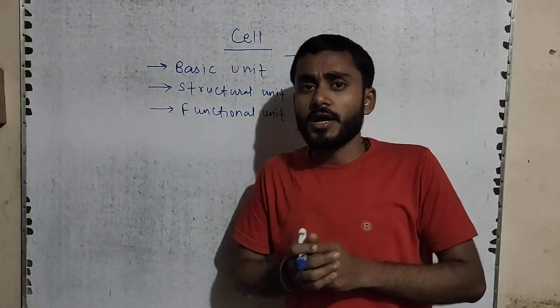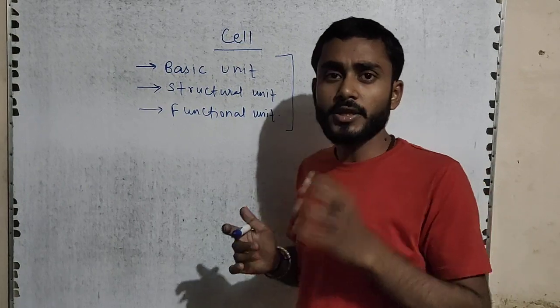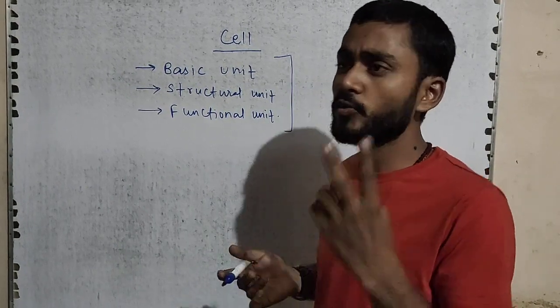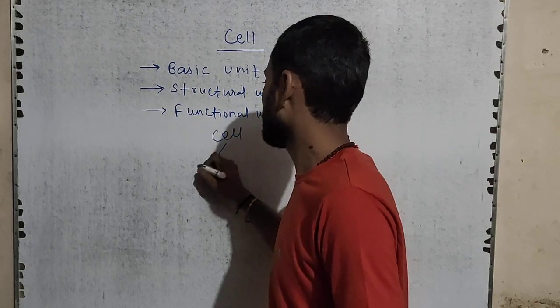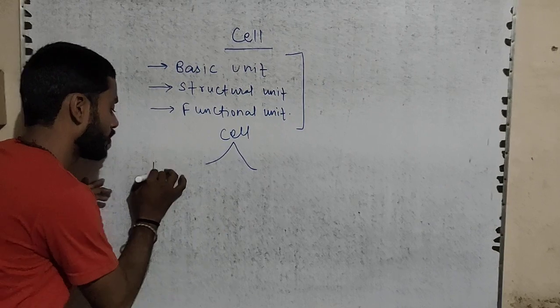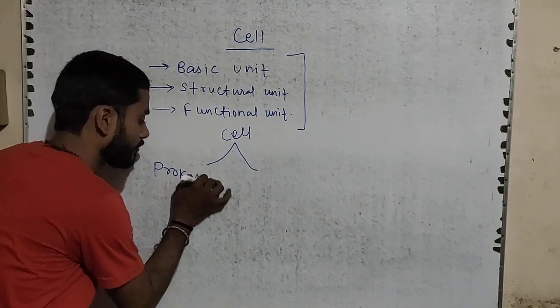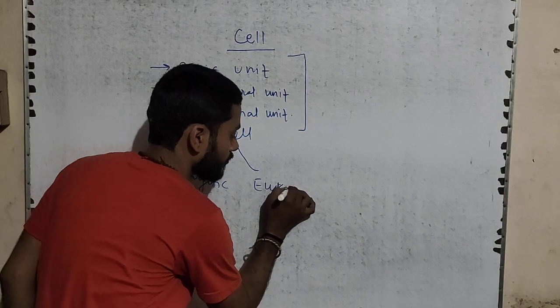As we know, there are many types of organisms and they are made up of cells, and basically all the organisms are made up of two types of cells. That's why we say that cells are of two types: one is prokaryotic and the other is eukaryotic.